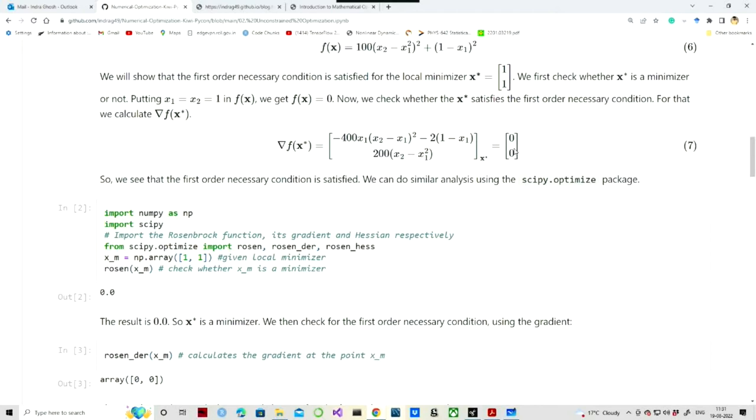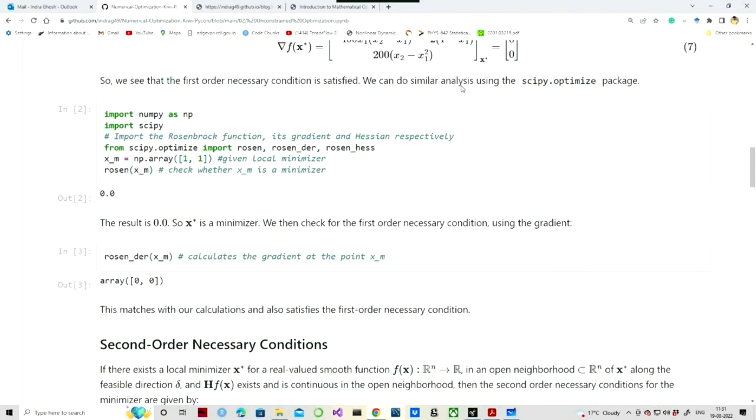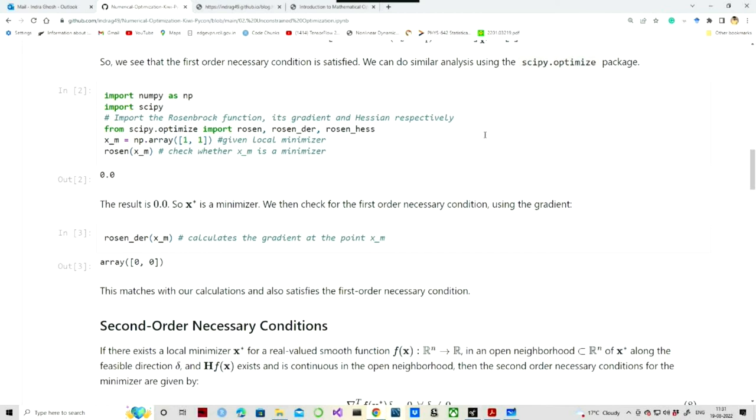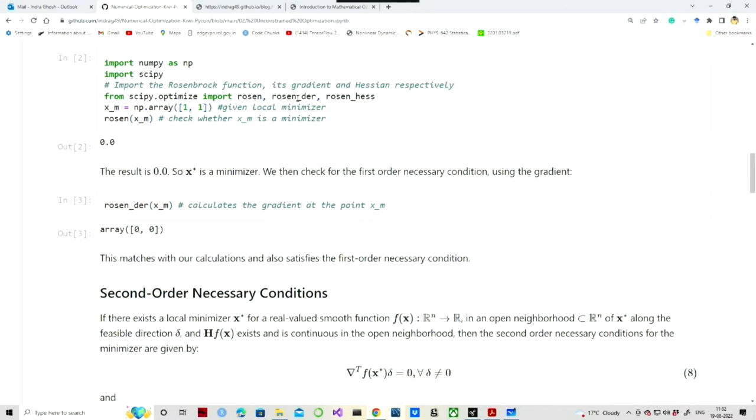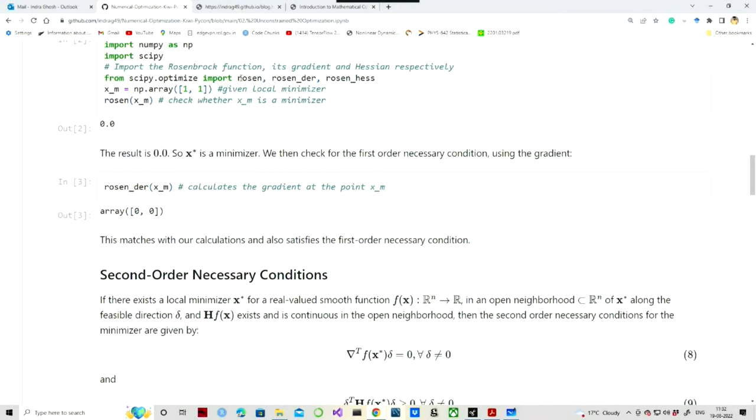So what we exactly want matches. Let's now do the analysis using the scipy.optimize package. We need these three things first: import NumPy as np, import scipy, and then from scipy.optimize, we import. This Rosenbrock function is already inbuilt in scipy.optimize, so I've used that instead of writing it on my own. Rosen der means the derivative, the nabla f of x, that means the gradient. And Rosen Hess means the Hessian. These are all inbuilt functions given in scipy.optimize.